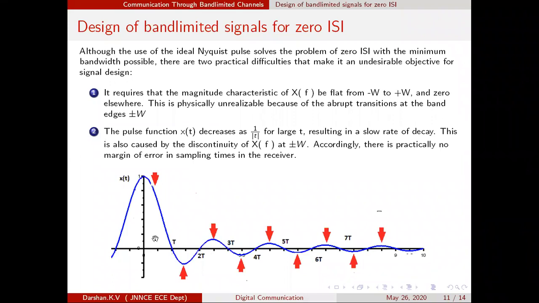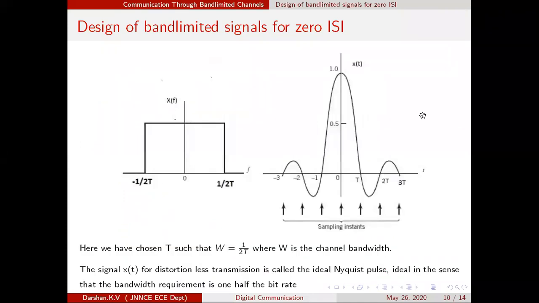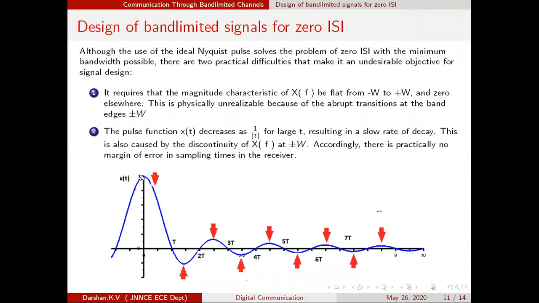Second one, you may not understand from these wordings, so just observe this diagram. What is this diagram? This is nothing but the right hand side of x of t. x of t is symmetrical with respect to the y axis. I am concentrating only on the right hand side, and I'm just extending this waveform so that you can have a better view. Just observe, at 0 the value is 1. At T, the value is 0; 2T, 3T, 4T, 5T, 6T, 7T, and so on.